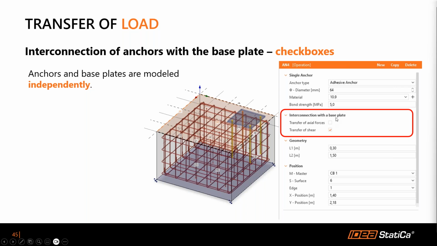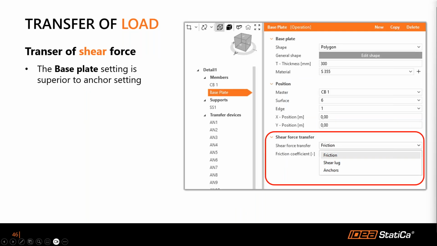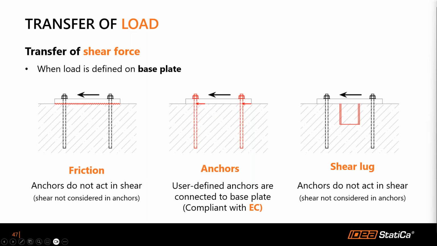You can, as Venkatesh has already displayed, interconnect the anchors with the base plate. And this is very important for the shear transfer as well. The shear can be transferred via friction, shear lock, or anchors. Firstly, the friction between the base plate and the surface. The anchors, according to the Eurocode, or the shear lock, as I have said, they cannot be combined together because that is not possible with the design code.